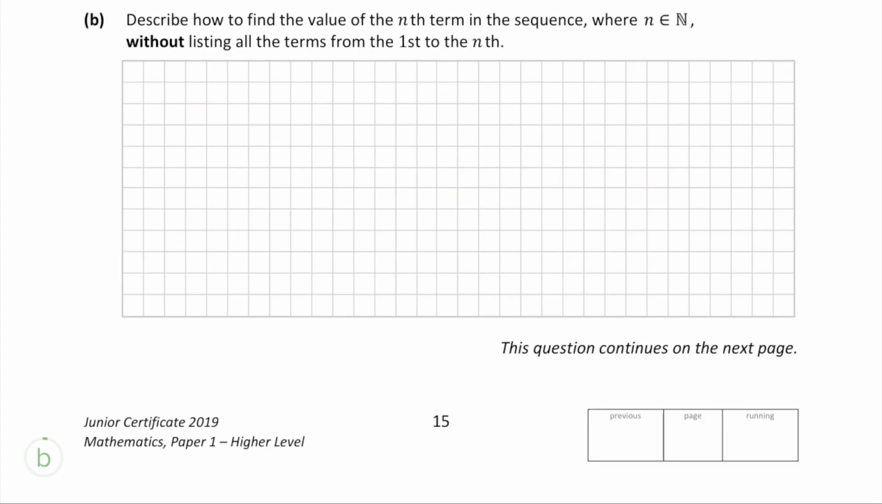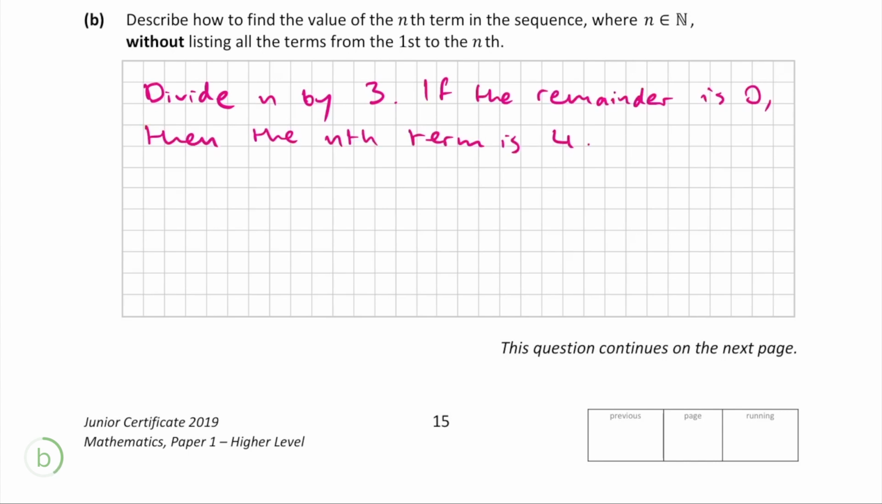In part B we have to describe how to find the nth term in this sequence. So we basically just have to write how we figured out the answer to A part 2, but for any number in general. So the first step is to divide the term number by 3. Then if the remainder is 0, the nth term is 4. In other words, if the term is a multiple of 3, then the nth term is 4.